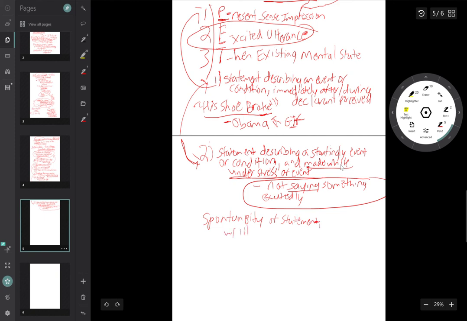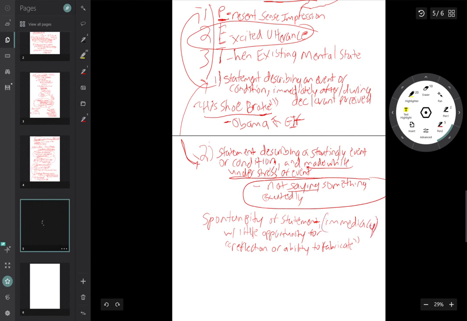With little opportunity for reflection or ability to fabricate. So, another thing about these exceptions is the immediacy of the statement. That's what makes it more reliable. So instead of it being a cold and calculated utterance being used to, I guess, rig the system in a sense, or take advantage of a loophole in the law, they're more visceral.